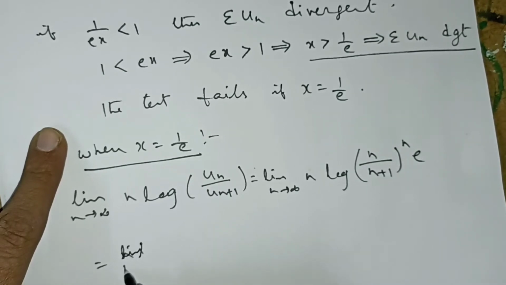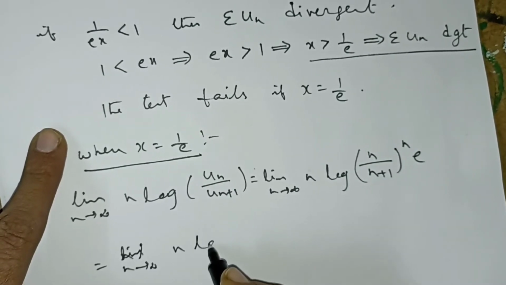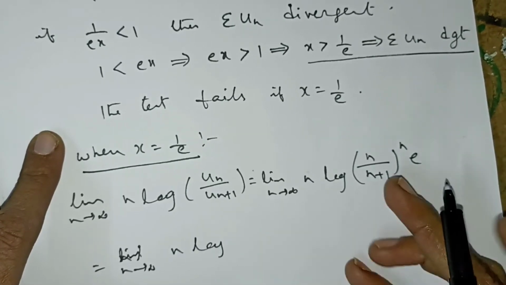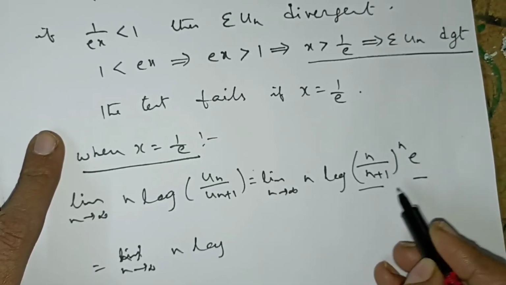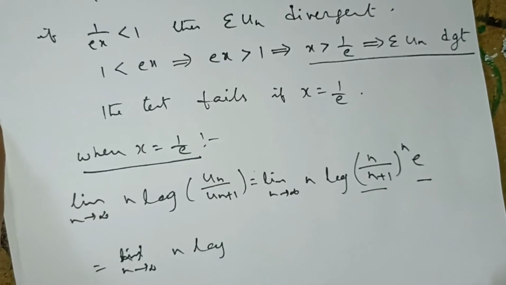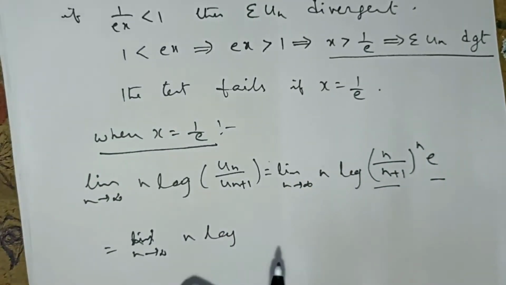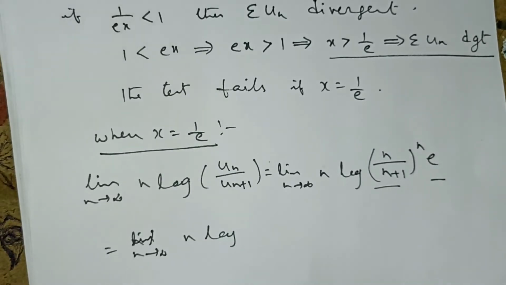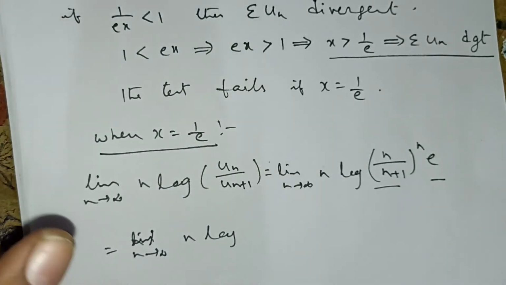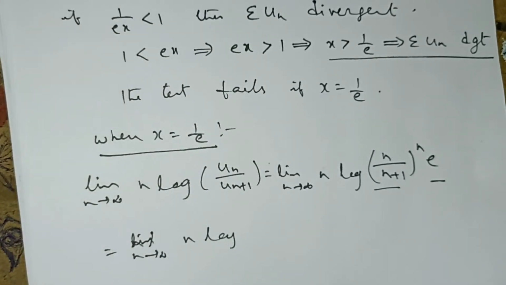limit n tends to infinity n into log of, this is in the form of log mn. Now we are applying log. Log means all log formulas. Wherever it is in the form of log mn, log m plus log n. If it is in the form of log m by n, log m minus log n. If it is in the form of log m to the power of n, n log m. Like that all the formulas we have to apply.